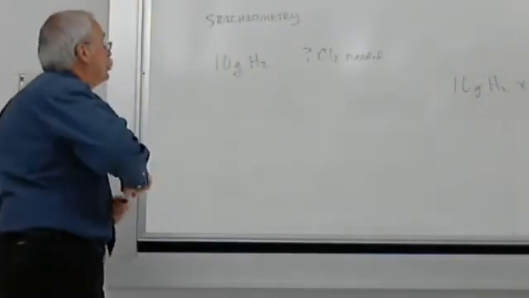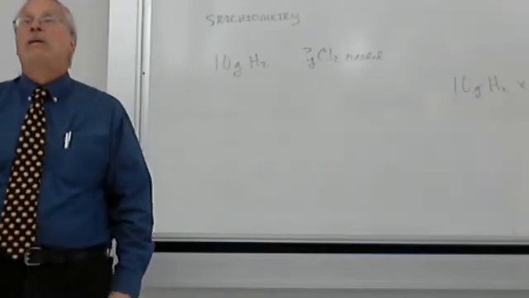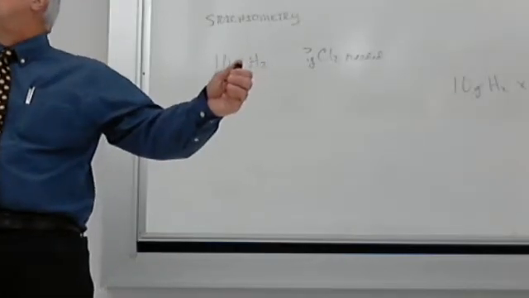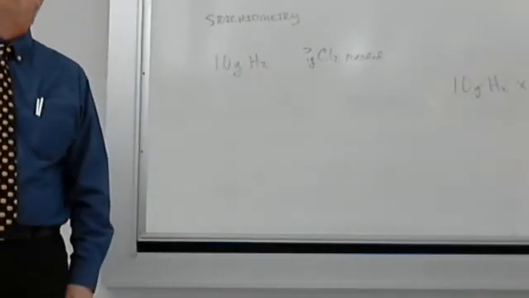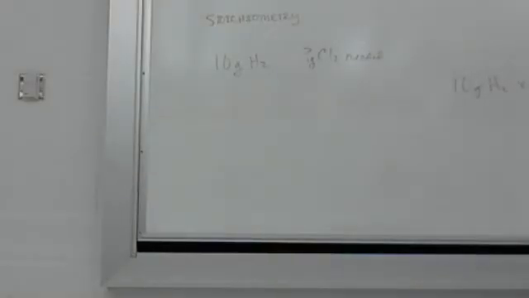Now, if the question said how many grams of chlorine, now I've got no choice. I have another step to do. And so how would I do that? What would I multiply by what?